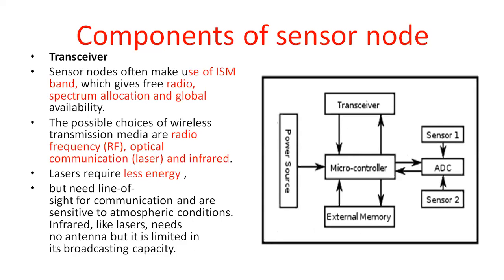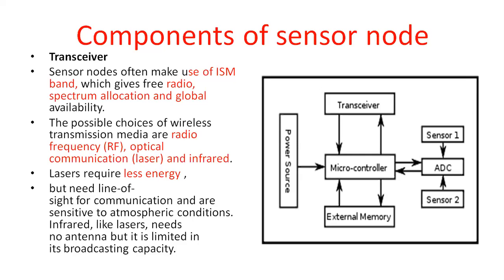Now the transceiver. What is a transceiver? Sensor nodes make use of the ISM band, which gives a free radio spectrum allocation and global availability. The possible choices of wireless transmission media are radio frequency, optical communication, laser communication, very lightweight communication, and infrared communication. Infrared and laser communication need very little energy.